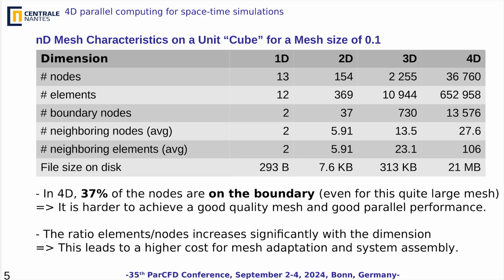What we can notice is that in 4D, there is a huge amount of nodes that are on the boundary, because 4D is a very compact domain, and that could limit the quality of the mesh and also the parallel efficiency that we have developed. And also the ratio between elements and nodes increases significantly with dimension. That explains why the cost is increasing quite a lot.